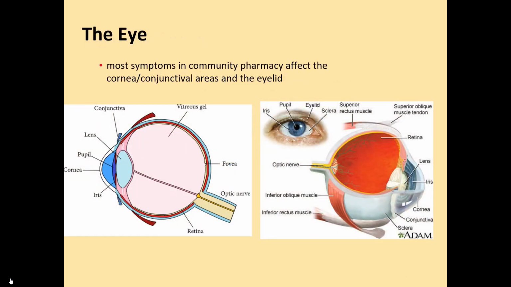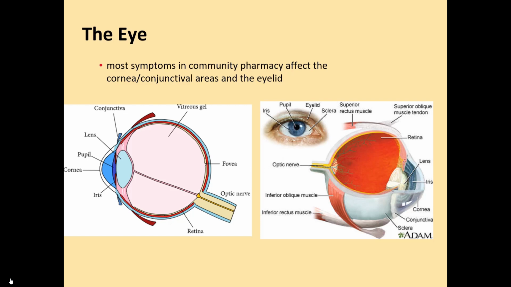So first of all, let's look at some anatomy of the eye. Hopefully you're familiar with this already, but just go over some of the main structures. Most symptoms that will present in the community pharmacy will affect the cornea and conjunctival areas and the eyelid. So if we have a look on the left-hand diagram, you can see where the conjunctiva is and the cornea.